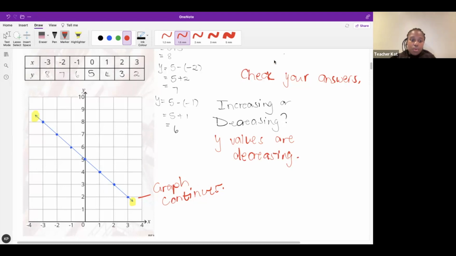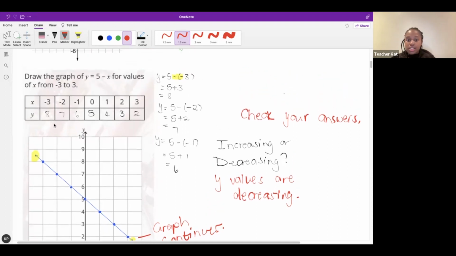Okay. What about the gradient? You can look at the gradients as well. We just haven't done it yet, Bernard. But Bernard is right. What about my formula tells me that this would have been a decreasing graph? We didn't even have to draw the graph to know this. My formula is y equals 5 minus x. What about this tells me this would be a decreasing graph without even drawing it?